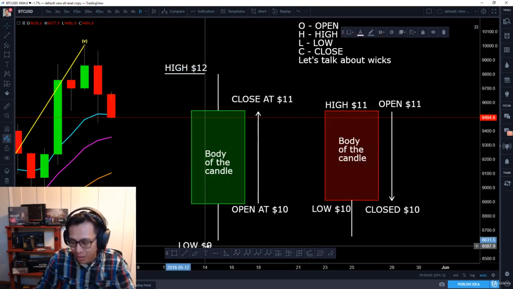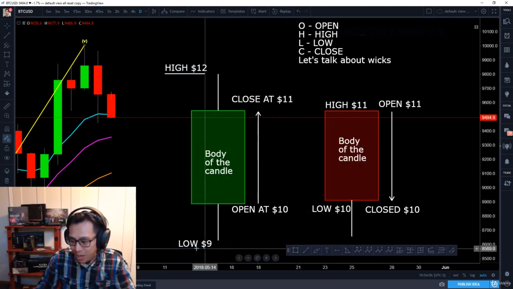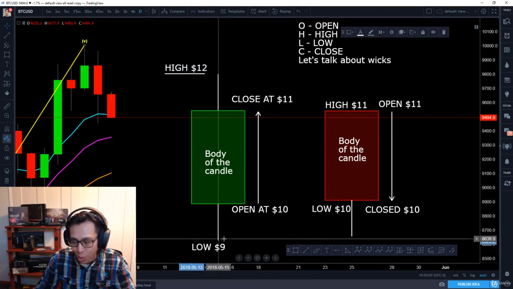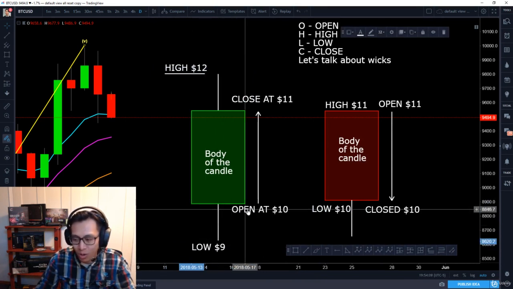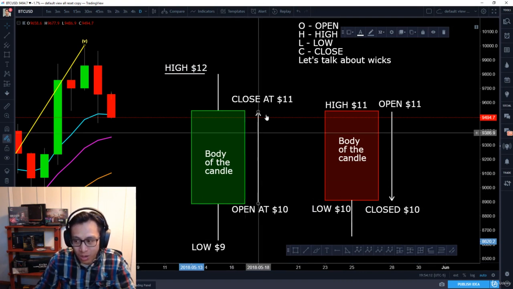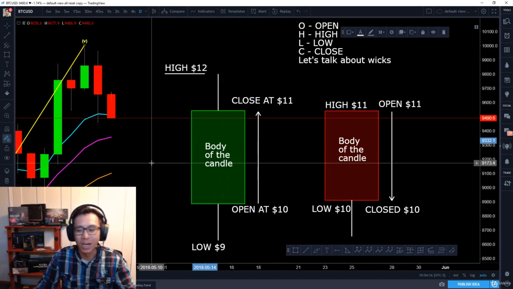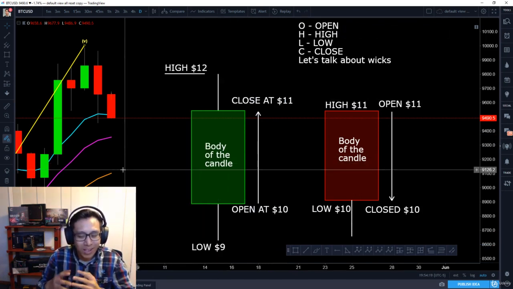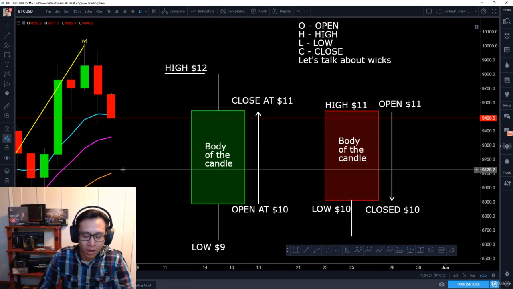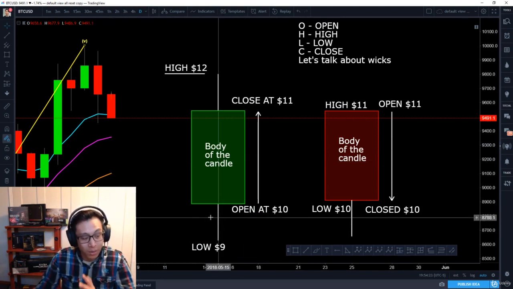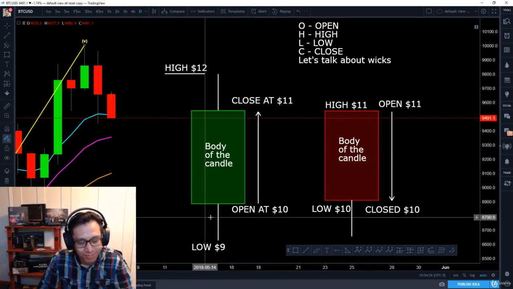So what could have happened, right? What could have happened to make the low right there, the lowest point of the candle, $9, where it opens at $10 and pushes up, but it still closes at $11? So let's think about that for a moment. I'm going to give you guys a few seconds to think about what kind of scenarios would make a wick on the bottom end like this. Can you guys come up with any good ideas? I can come up with a few good ideas I can share, that's for sure.